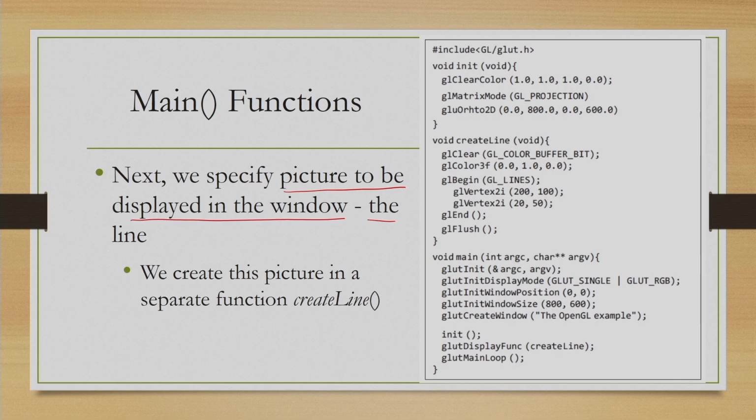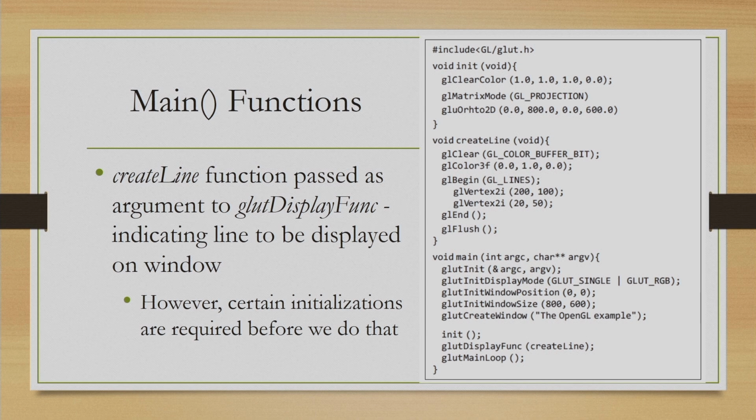This creation is done by a separate function which is user defined, which we are calling the createLine function. Now, this createLine function is passed as an argument to another GLUT library function, that is the glutDisplayFunc function, which is shown here. This indicates that the line is to be displayed on the window. So, with this function we indicate that we are creating a line which is our image here, using the createLine function, and this line is to be displayed on the window created through these statements.